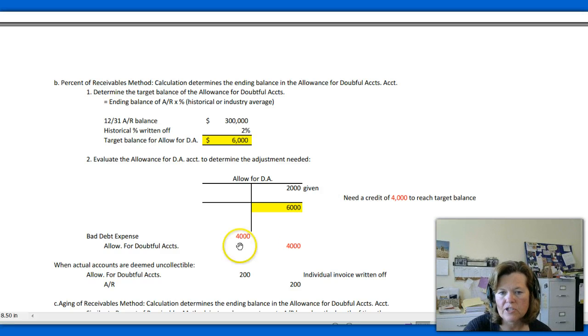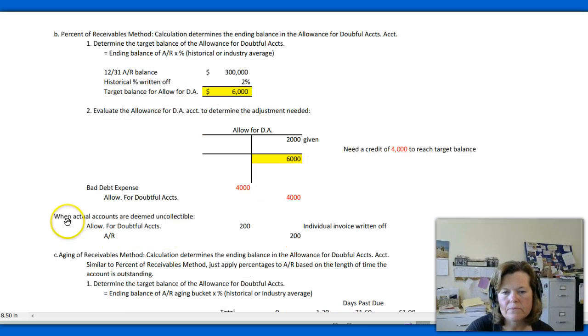That's the amount of my journal entry. So this is what my journal entry is going to look like down here. Debit bad debt expense 4,000, credit allowance for doubtful accounts 4,000. That brings my allowance for doubtful accounts to the target balance of the 6,000. When actual accounts are deemed uncollectible, we again debit the allowance for doubtful accounts, credit AR. Okay, individual invoice written off. It's just the calculation of what ends up in the journal entry for the estimate is a little different than what we saw before. Okay.